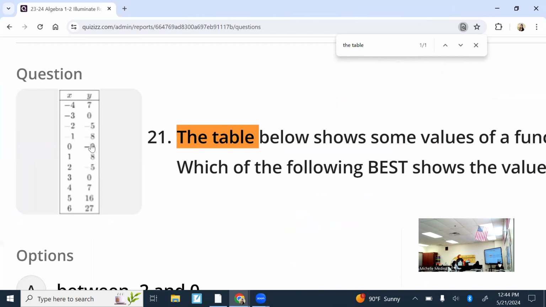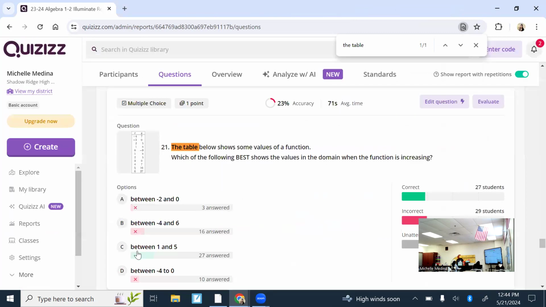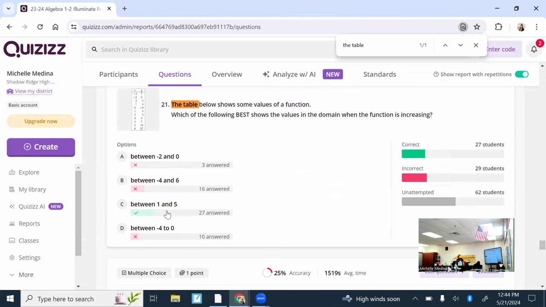Right here is the turning point. This would be my vertex if this was a quadratic, which it probably is, but this is my turning point. This is when it starts increasing. So from 0 to 6 is when it's increasing. The one that best describes 0 to 6 would be 1 through 5. Okay, so pick the best option out of the 4. If we want to know all of the intervals where it's increasing, I would say from when x is 0 through 6, all those y values are increasing, but 1 through 5 is the closest.